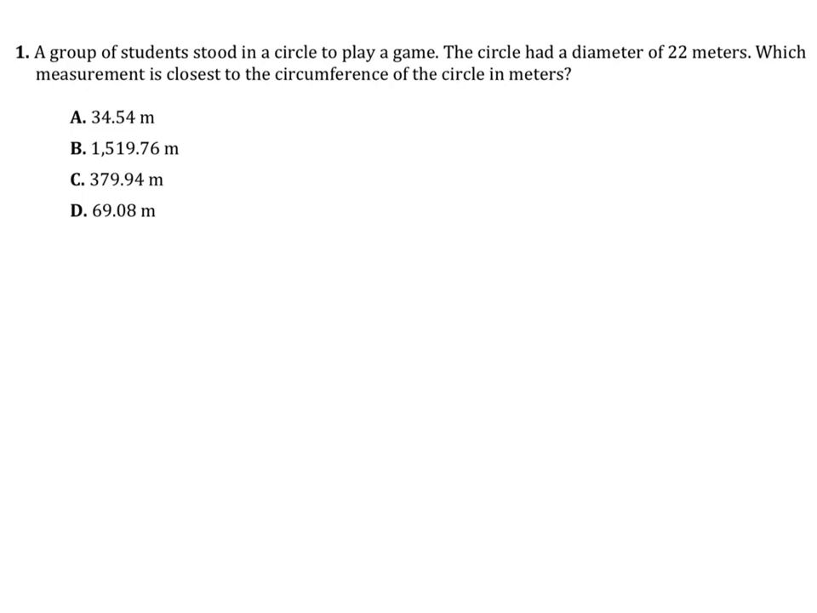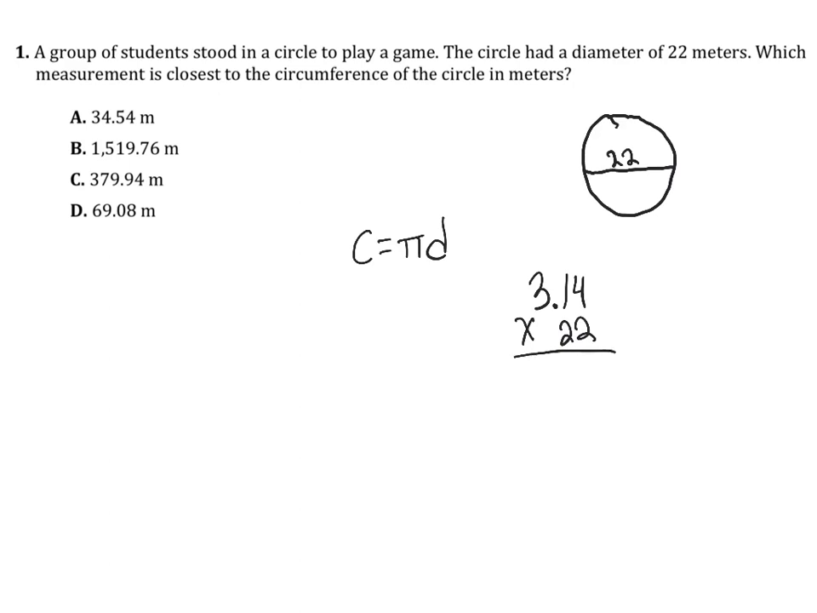So the first thing I would do is to draw a circle. Now we know the diameter is all the way across the circle through the middle. And we know it's 22. Now we're looking for circumference. So circumference formula given diameter is just pi times d. We know pi is 3.14, so all we have to do is 3.14 times 22.